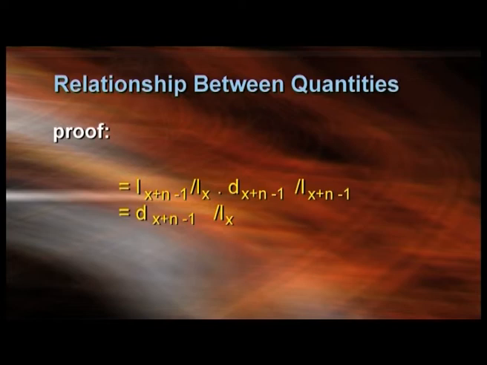By using the compound probability theorem, we will have n Q of x is equal to L of x plus n minus 1 by L of x into D of x plus n minus 1 divided by L of x plus n minus 1, which is equal to D of x plus n minus 1 divided by L of x, thus proved.